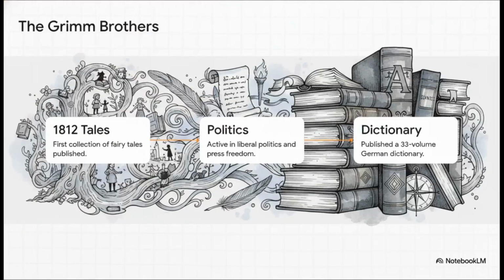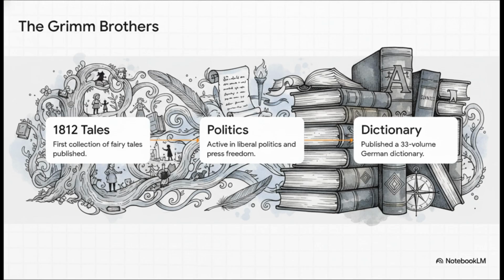And this brilliantly illustrates how culture directly fueled politics. Take the Grimm brothers. We all know them for their fairy tales, right? First published in 1812 after they spent years traveling from village to village. But they weren't just collecting stories for children. They considered these folk tales to be expressions of a pure German spirit.